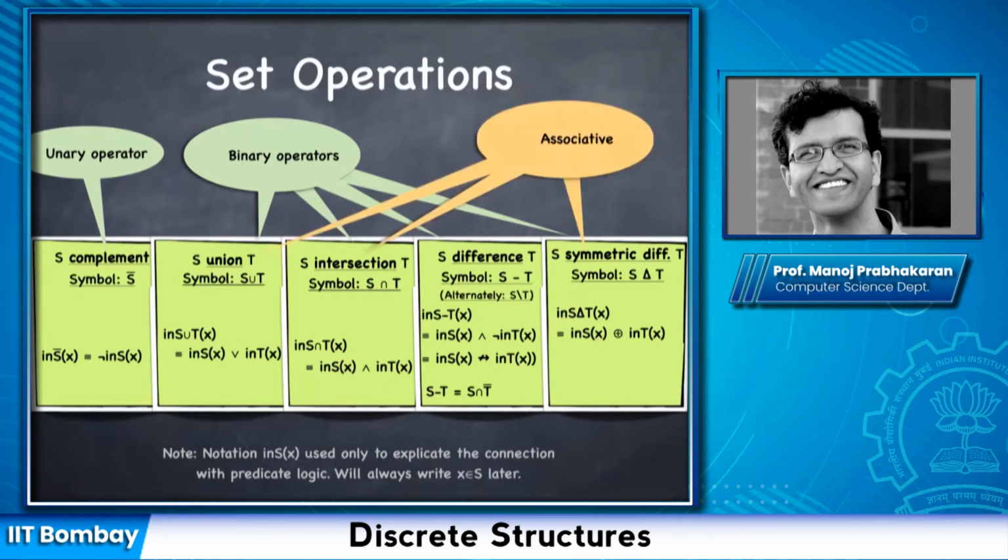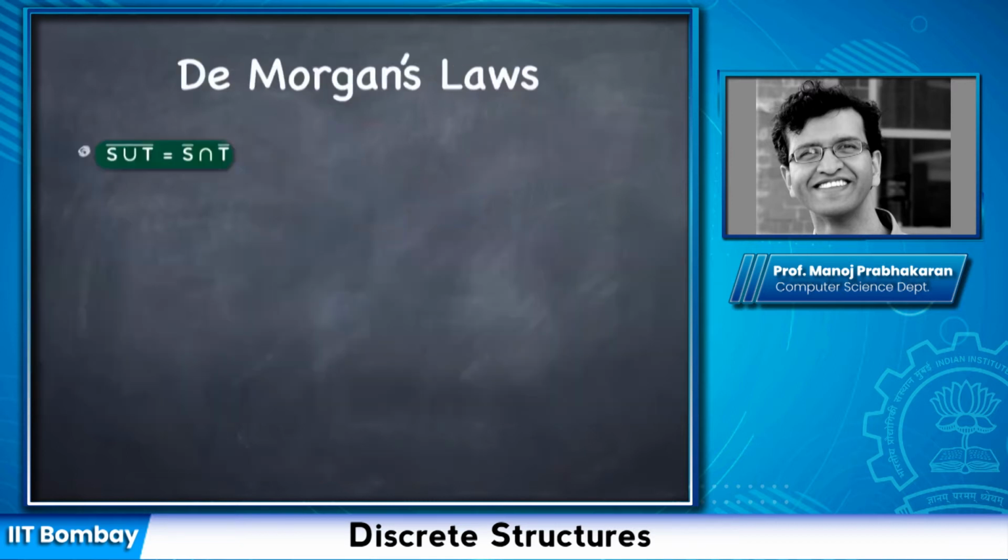These set operators, union, intersection, set difference, they're all associative operators. That's something you can immediately conclude from what you already know about logical operators. And similarly, other properties that you've seen for logical operators would immediately translate to similar properties for set operations. And here is a very useful example, De Morgan's law. So for sets, this is what it looks like. The complement of S union T is equal to the complement of S intersection the complement of T.